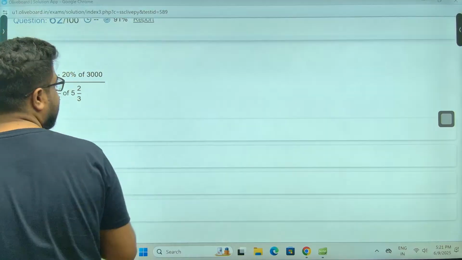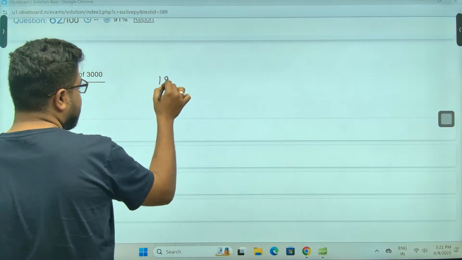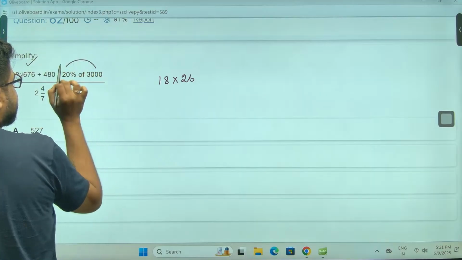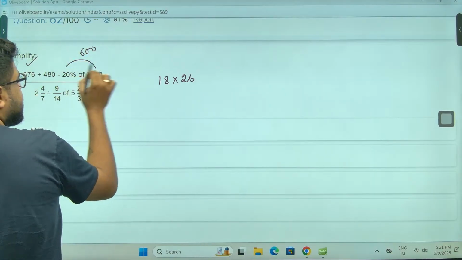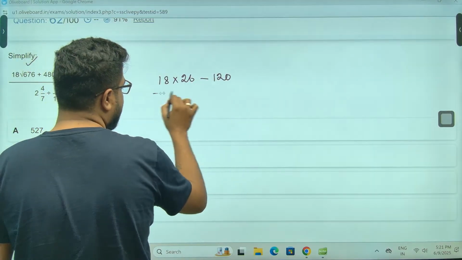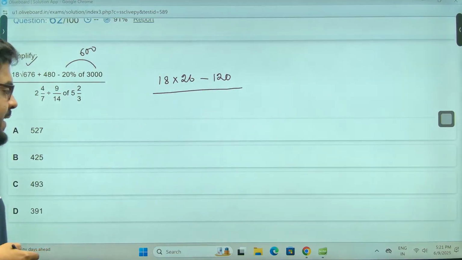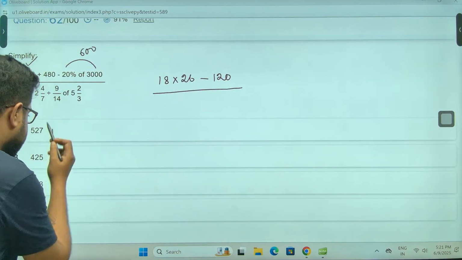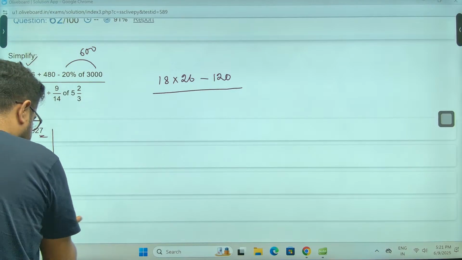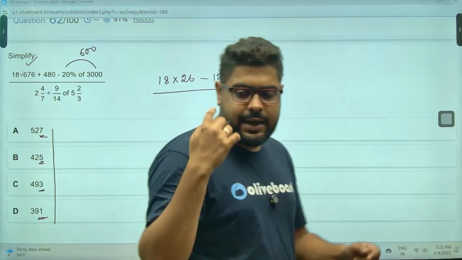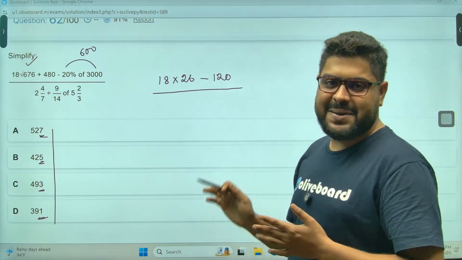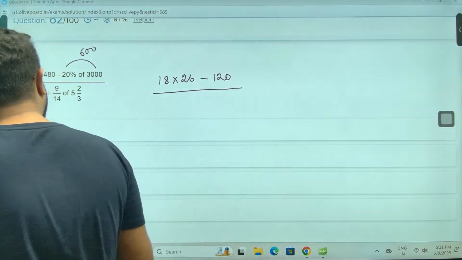676 is 26, right? Root of this. Sir, 18 times 26 plus 480, 20% means, sir, this is 600. Minus 480, this, sir, minus 120. Don't do it. Now why am I saying don't do it? I can see all the options. There are 4 options. Unit digits are different. So whenever I see this, the thing running in my mind is that we are going to use that. We are a bit lazy, sir.